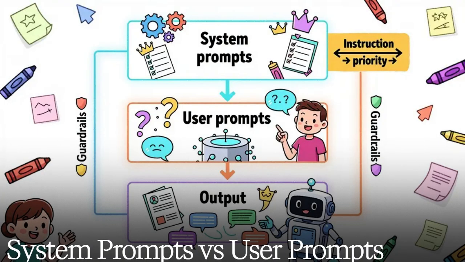Lesson 6. System prompts versus user prompts. Not all instructions are equal. System prompts define behavior and guardrails. User prompts define tasks. Tone, authority, and placement matter. Instructions embedded early and clearly are followed more reliably than scattered corrections.